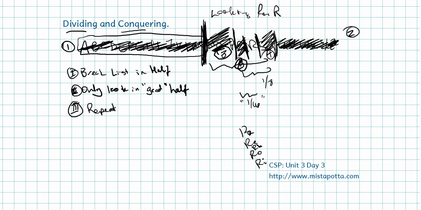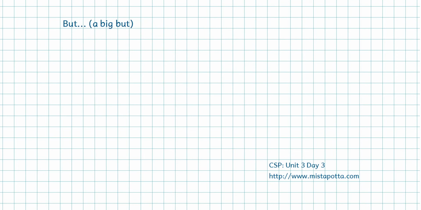Keep dividing in half, only look in the good half. Divide in half, only look in the good half. And this idea of dividing and conquering is going to help me find this, and as we'll show in a bit, it's actually going to help me find it much more quickly than our linear search technique would. So let's jump to this. The big but here is that these things have to be in order.